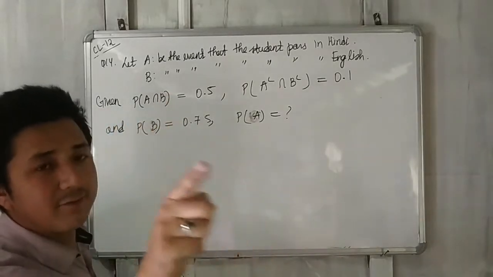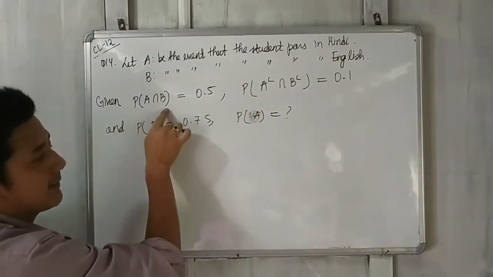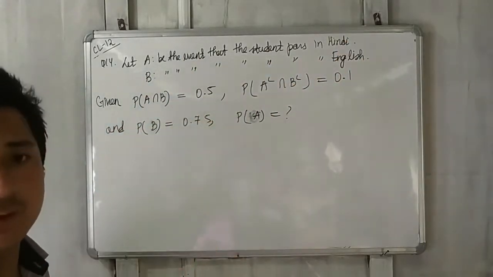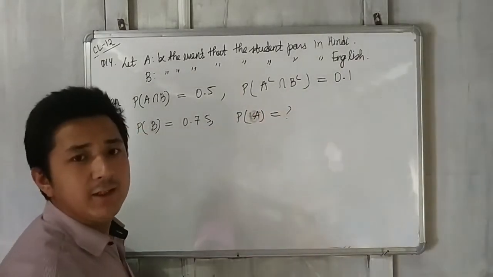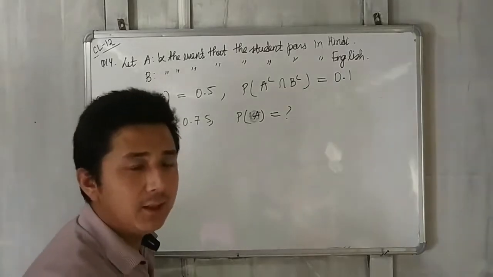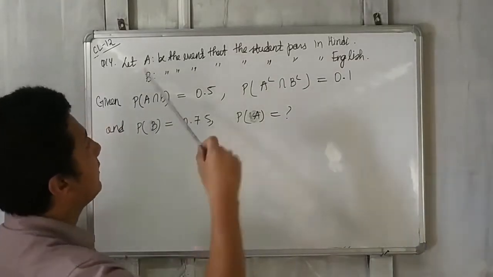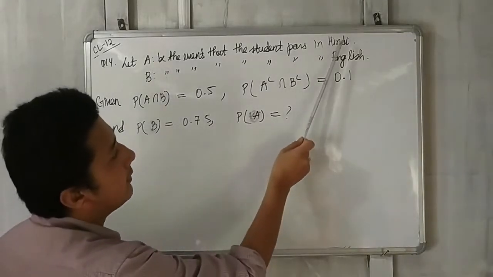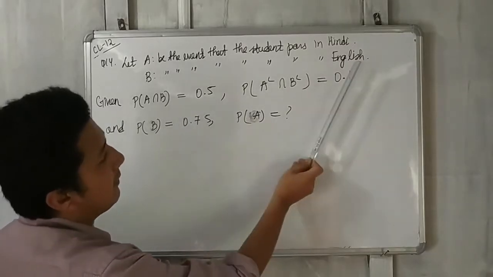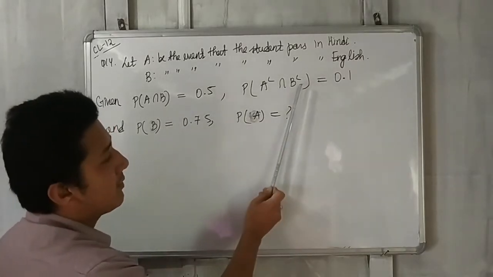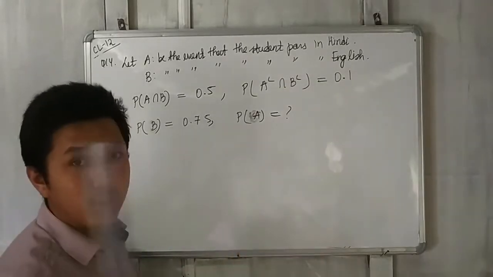Given to us, probability A intersection B, the student passed the final exam in both Hindi and English, is 0.5, which is the first thing given to us. And 0.1 is the value for the probability that he neither passes Hindi nor passes English. If A is the event that the student passes in Hindi, then A complement means he does not pass. If B is the event of passing in English, then B complement means he or she does not pass in English. So the intersection is 0.1.